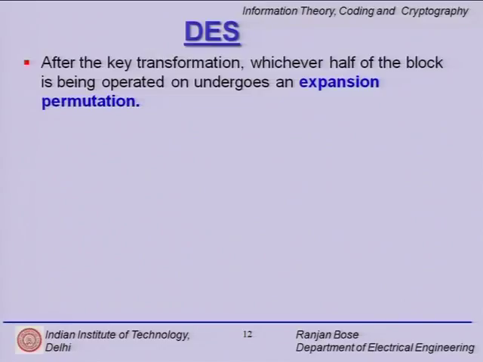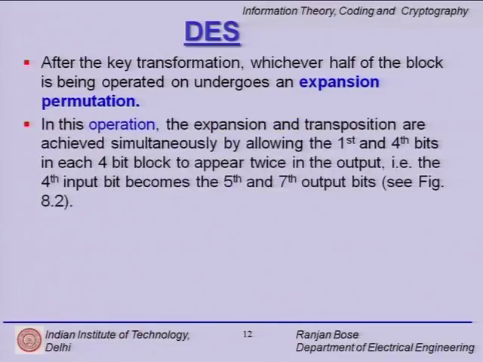After the key transformation, whichever half block is being operated upon undergoes an expansion permutation. So, the details are as follows: in this operation, the expansion and transposition are achieved simultaneously by allowing the fourth and the first bit in each block to appear twice in the output. Therefore, we replicate and therefore, we expand.